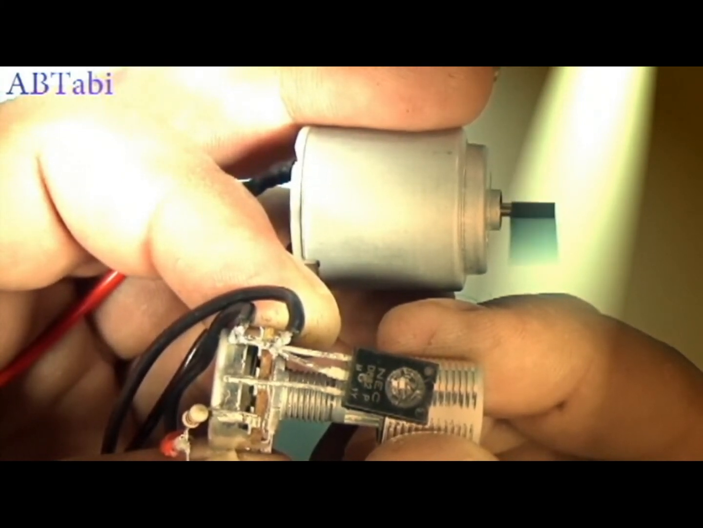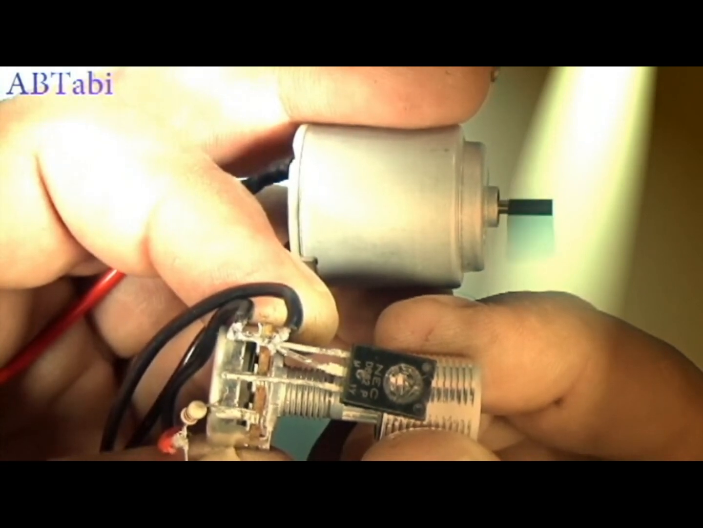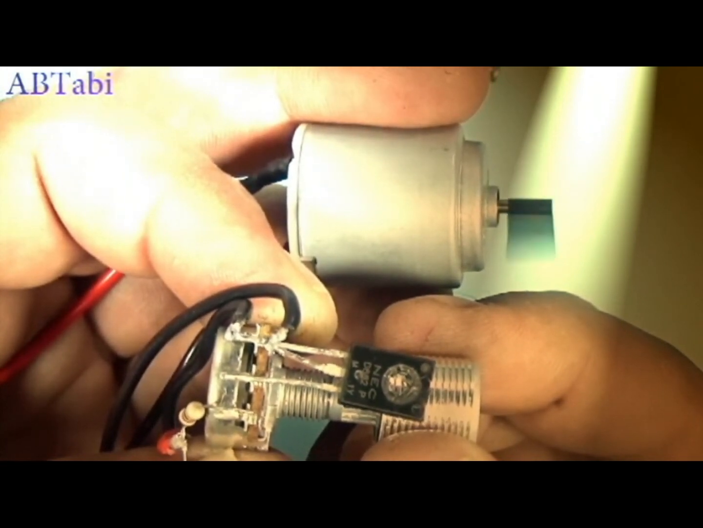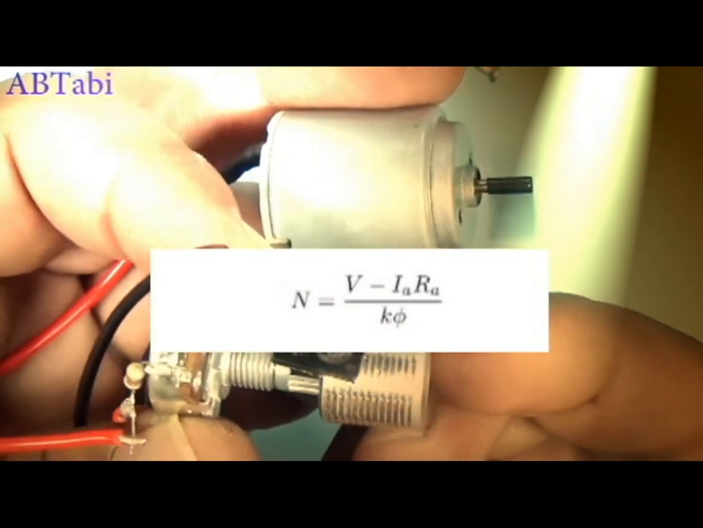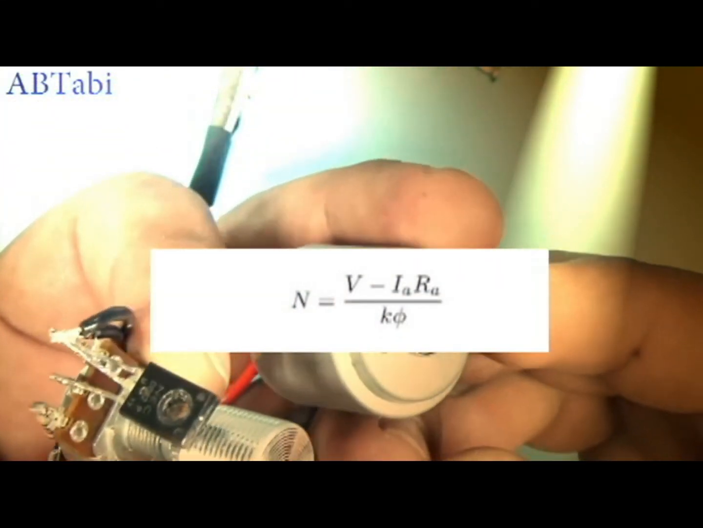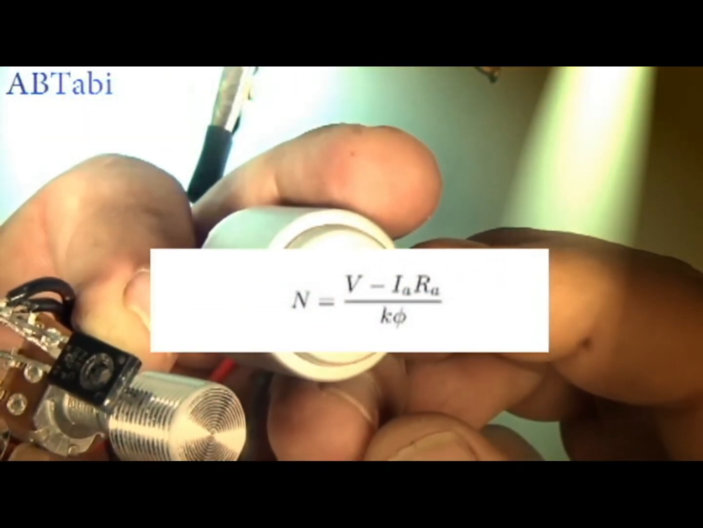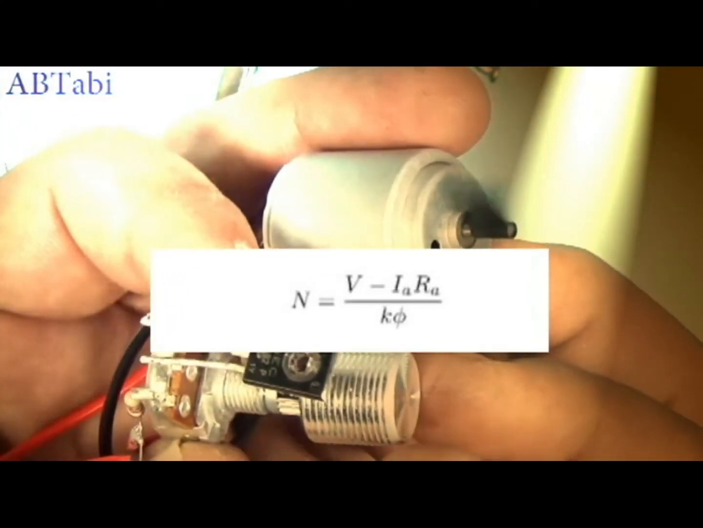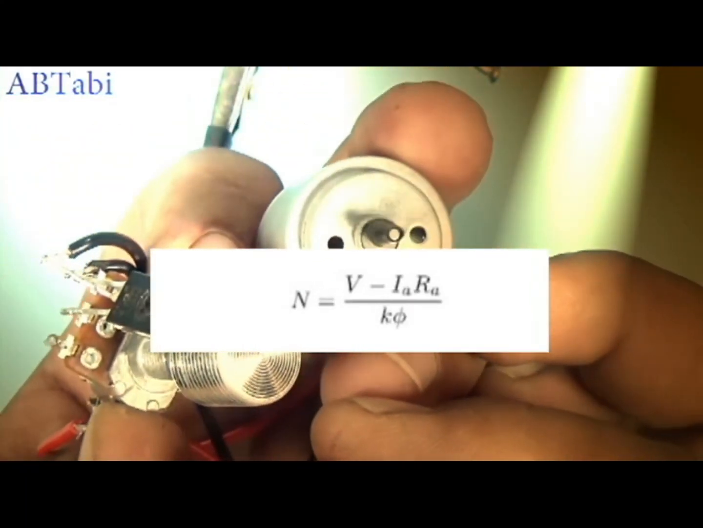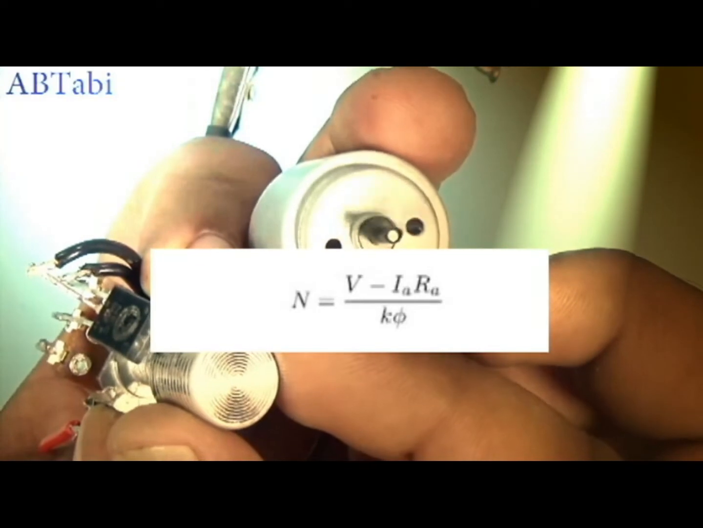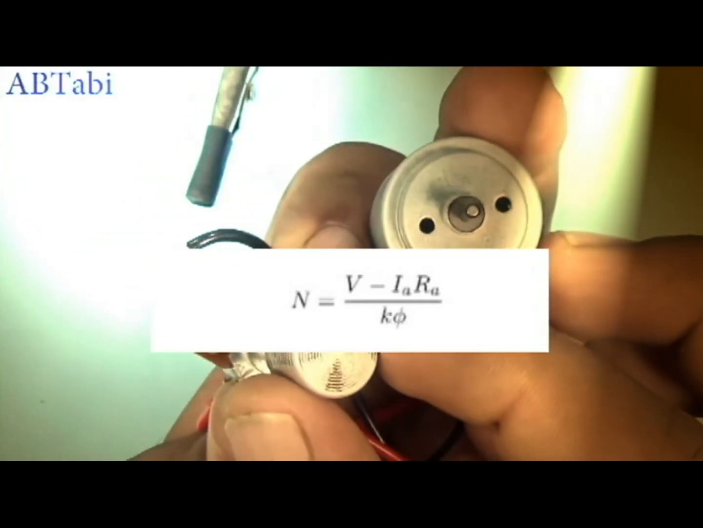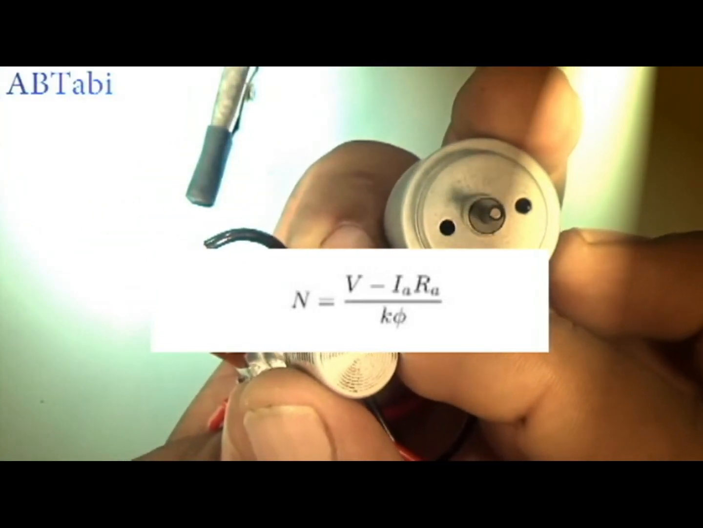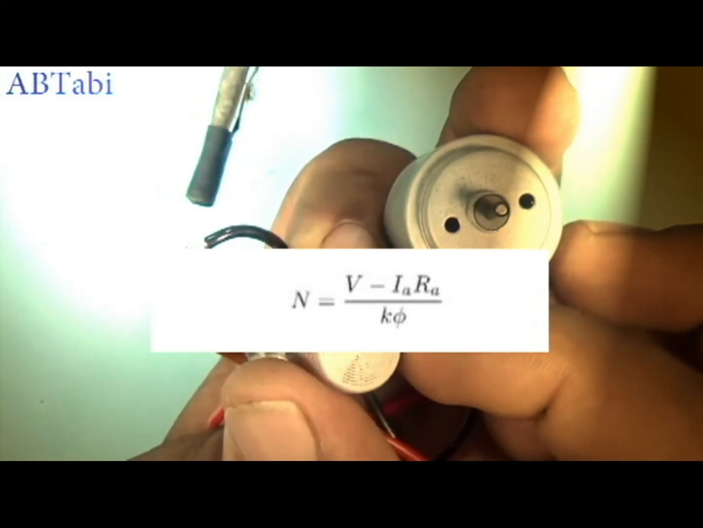the natural change in speed due to a change in the load on the shaft. N is equal to this equation, where V is equal to the terminal voltage of the armature, while Ra is equal to the external resistance in the armature circuit, while phi is the flux per pole.